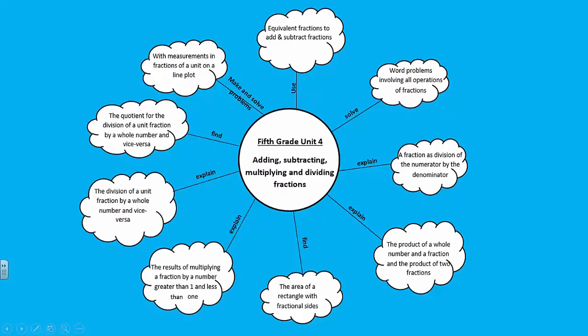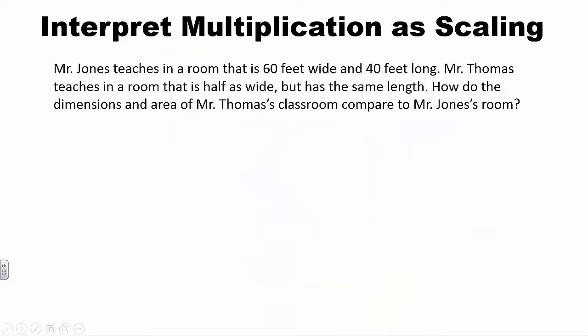In the next section of the video, we'll look at standard NF5, interpret multiplication as scaling or resizing. This standard calls for students to examine the magnitude of products in terms of the relationship between two types of problems. For example, Mr. Jones teaches in a room that is 60 feet wide and 40 feet long. Mr. Thomas teaches in a room that is half as wide but has the same length. How do the dimensions and area of Mr. Thomas's classroom compare to Mr. Jones's room?